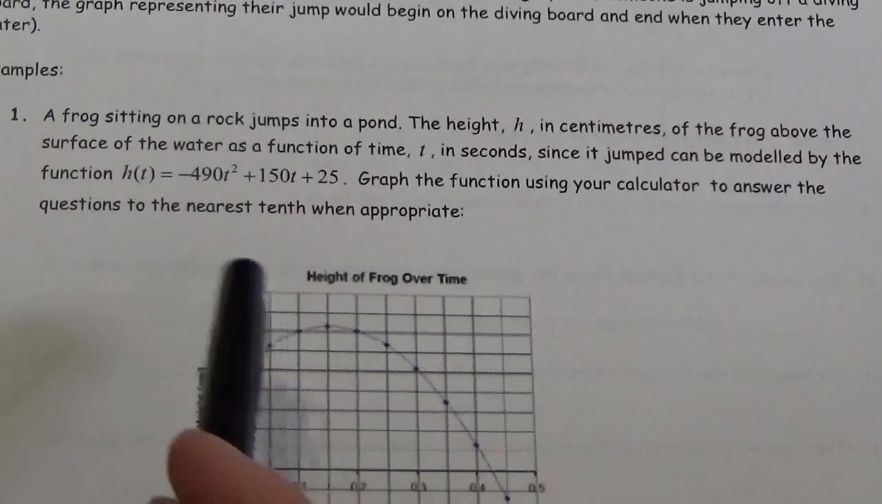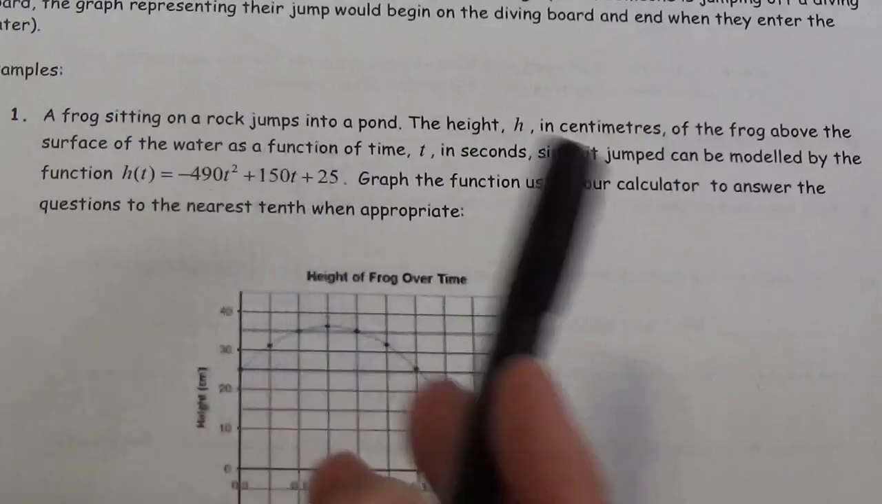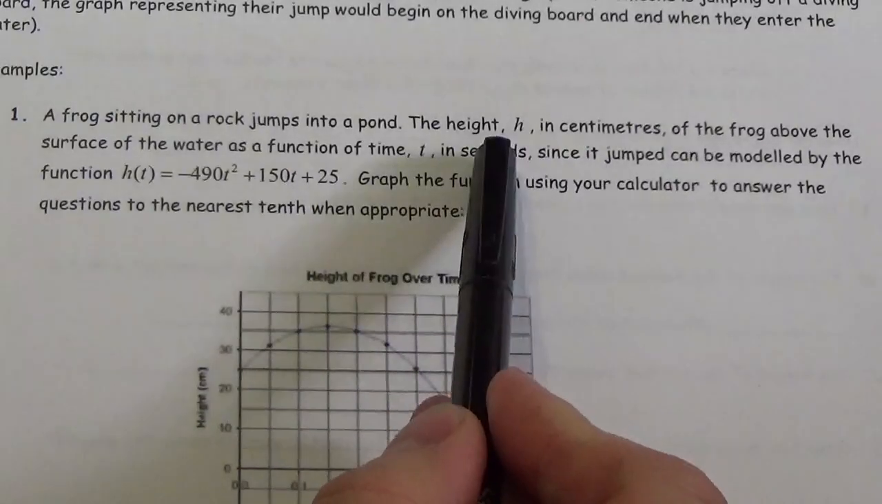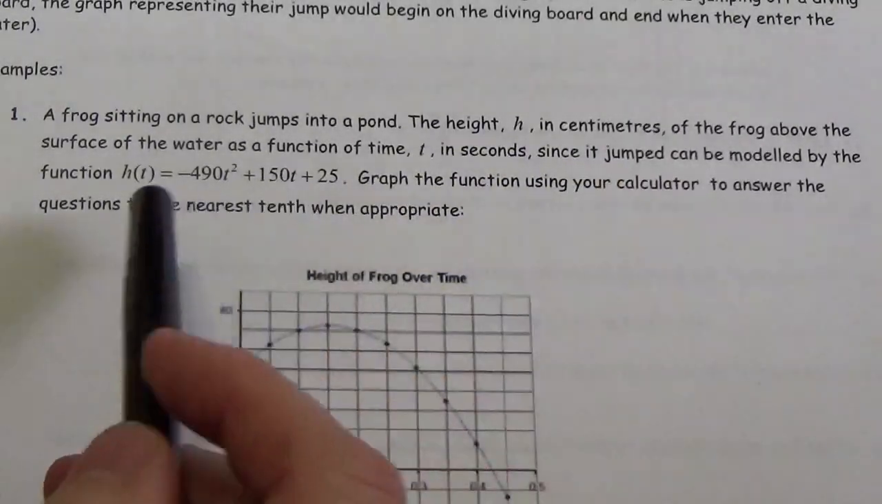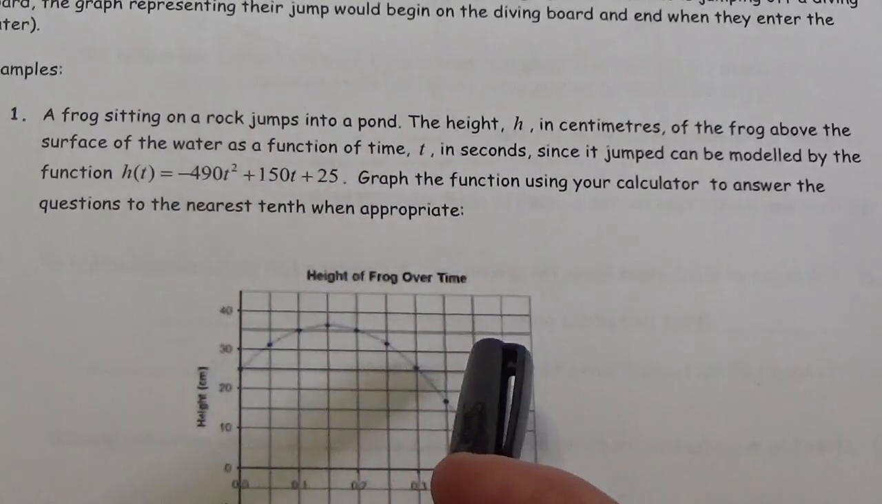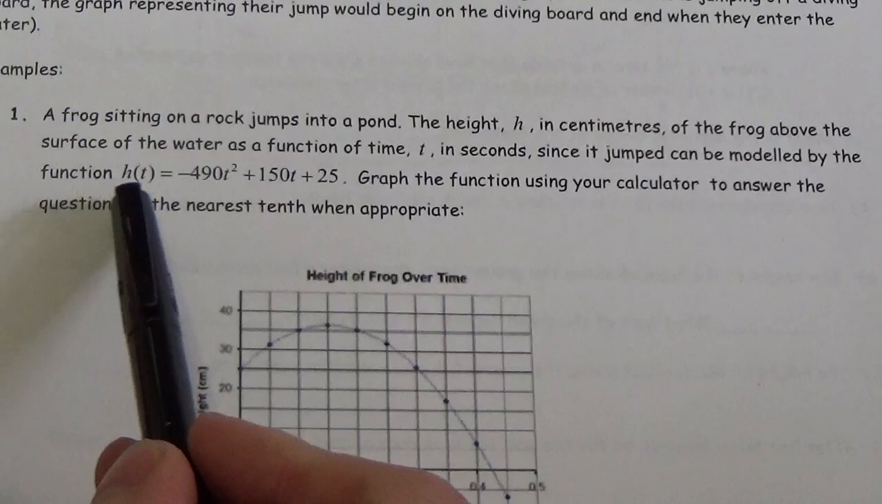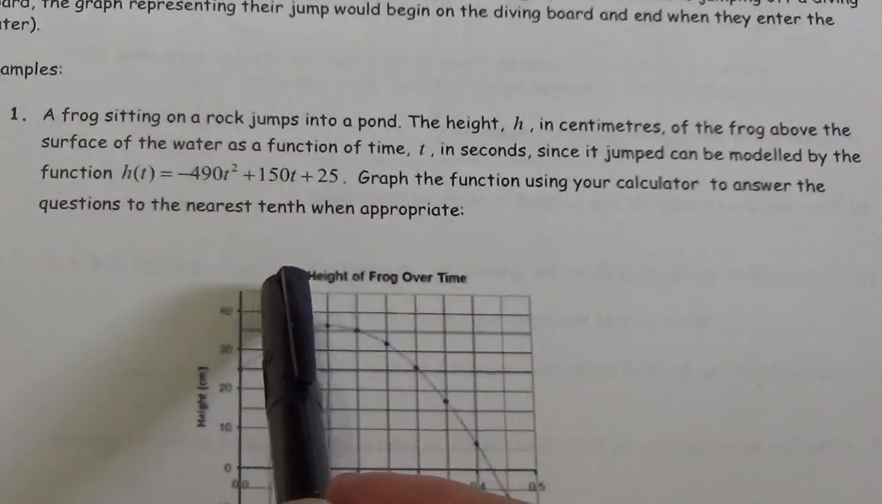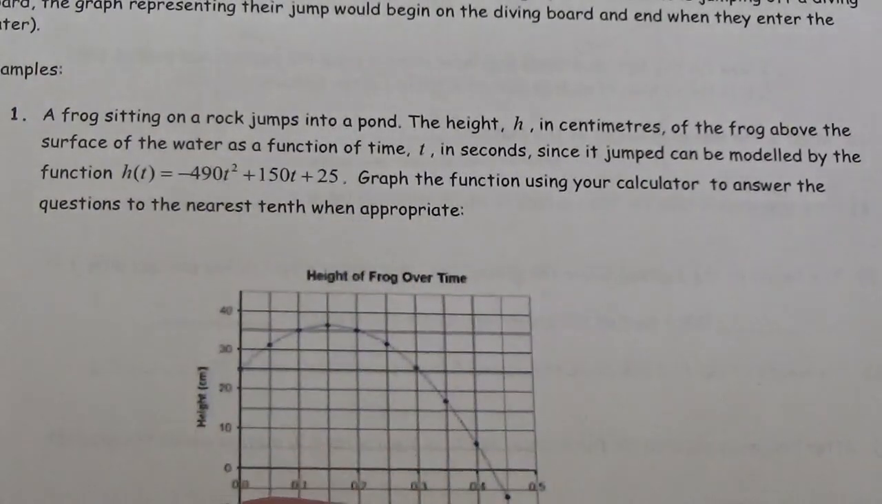Okay, so here's our first problem. It says a frog sitting on a rock jumps into a pond. The height h in centimeters of the frog above the surface of the water as a function of time t in seconds, since it jumped, can be modeled by the function. You can read that. Graph the function using your calculator to answer the questions to the nearest tenth where appropriate.